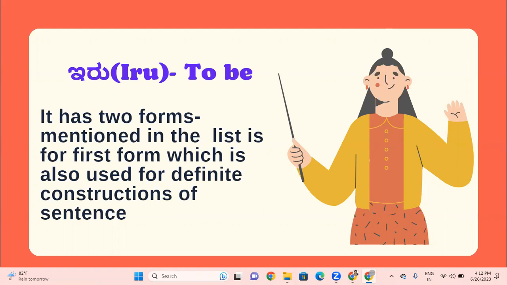So, the main verb in Kannada is Iru. What is Iru? Iru means to be. It has two forms. In this video, I'm going to mention one of them, which is used for the definite constructions of sentences. All right.